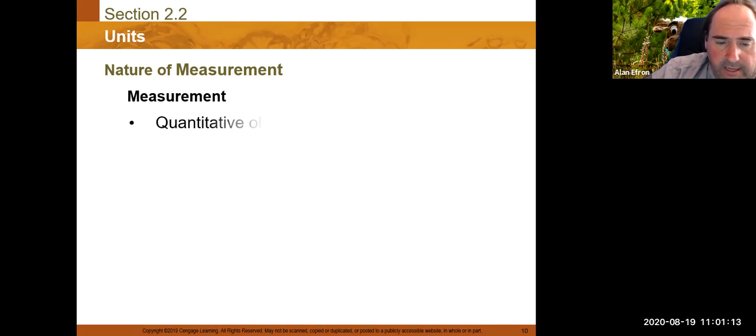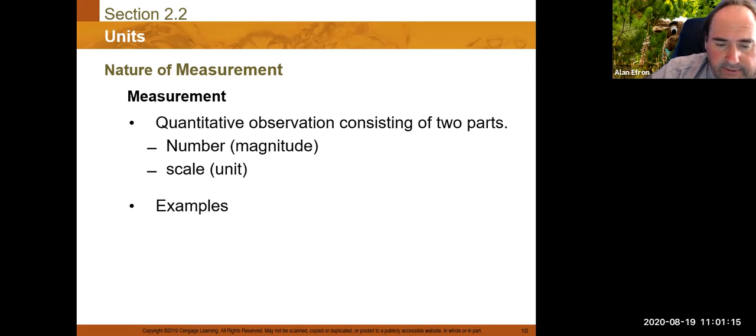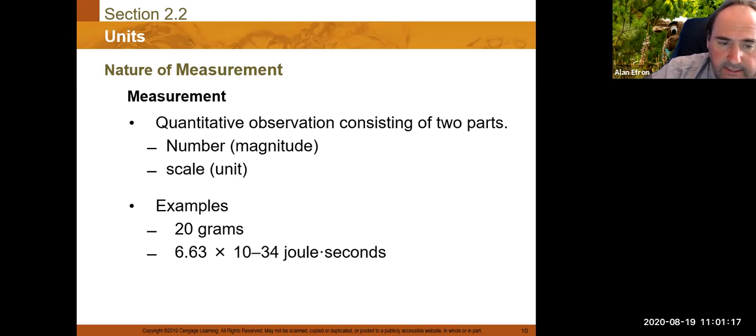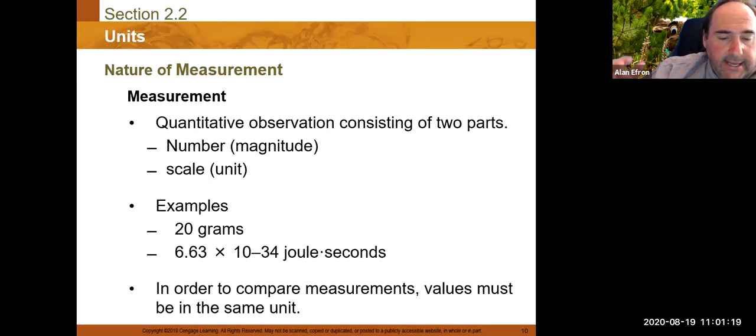So let's talk about measurements. As we talked about, the unit part is really important. It gives you that point of reference for what that number means. For example, here we see 20 grams. That tells you grams is a unit of mass, so we're talking about something that has to do with mass.